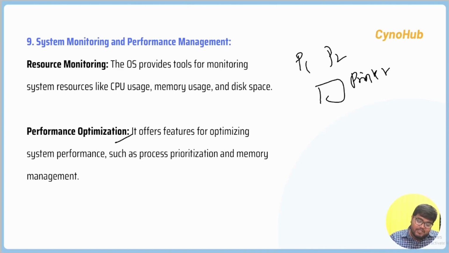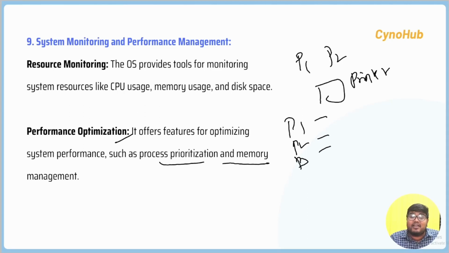Next one, performance optimization. Performance optimization means things such as memory management and process prioritization. That means if P1, P2, P3, these three processes are there, the processes are allocated depending on their priorities. And memory management means if there are any duplicate values, it reduces the size of the file and removes the unnecessary files. Okay, so that comes under memory management.